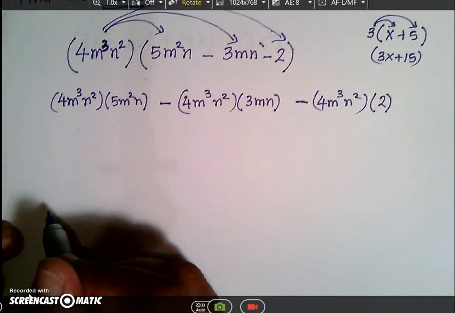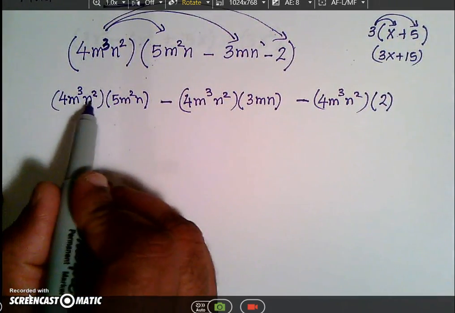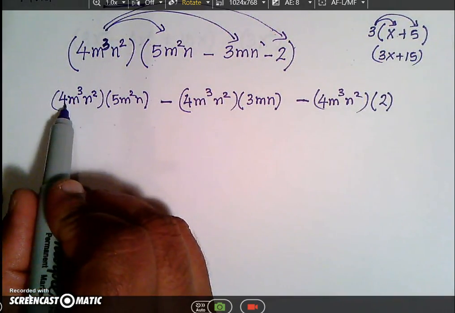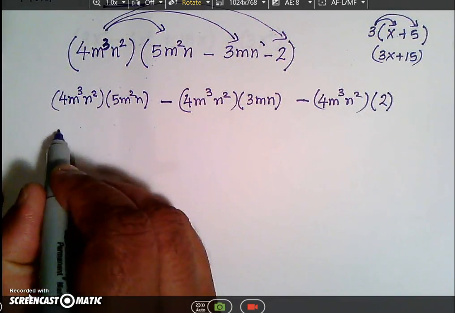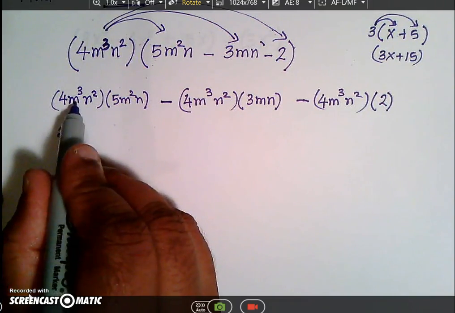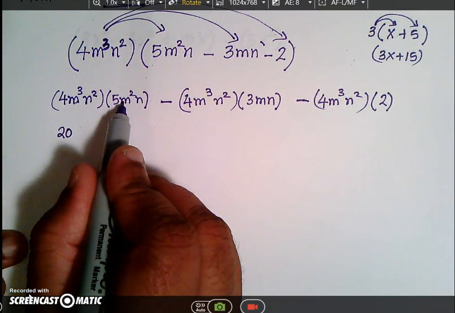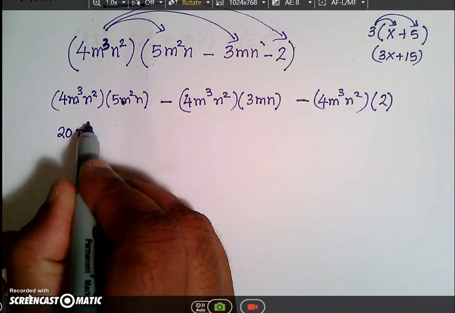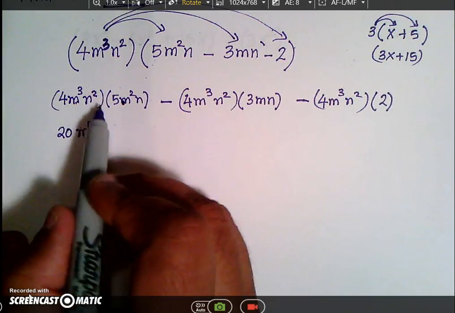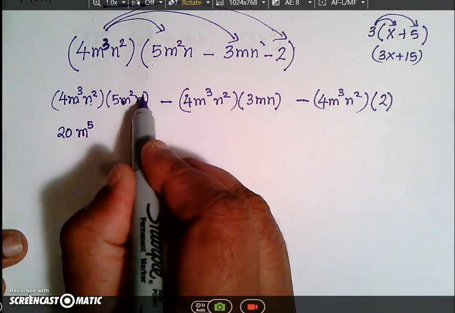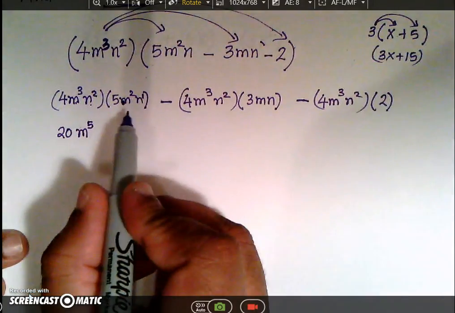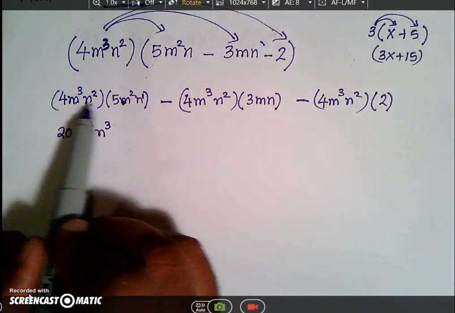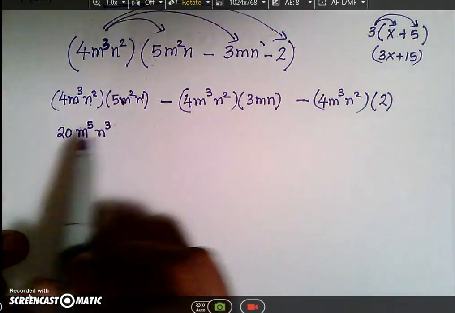We just did that, right? So this is 4m cubed n squared, 5m squared n. So what we did there was multiply the numbers, so I get a 20. M cubed and m squared are alike, so m cubed times m squared is going to give you m to the power of 5. I have n squared and n to the power of 1. N squared times n to the power of 1 is n cubed. So multiplying this monomial and this monomial gave rise to this.